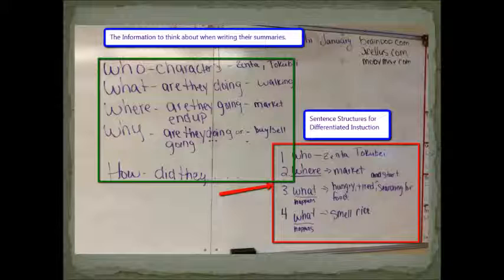I made sure to point out the who, what, when, where, and why of the story, so they would focus on that during their writing. And then you can see in the red box the sentence structures. Who were they, where were they going, what happened, and then what happened.